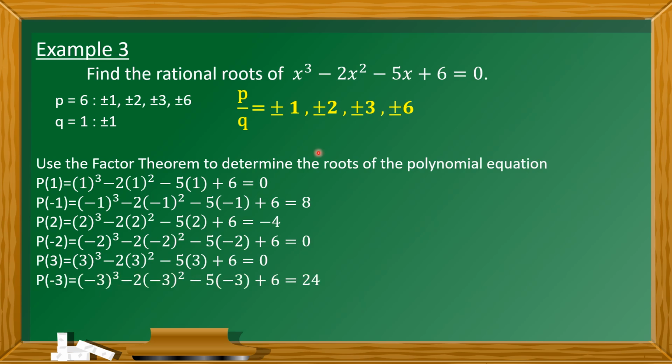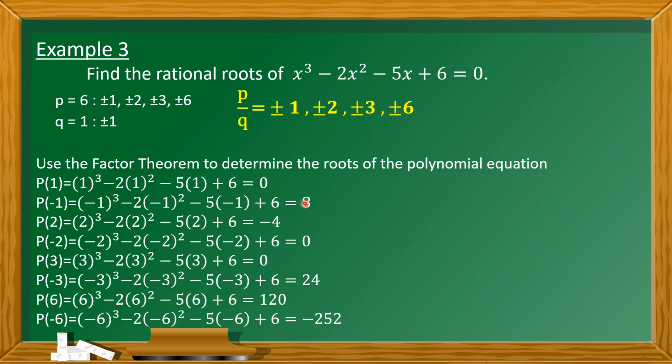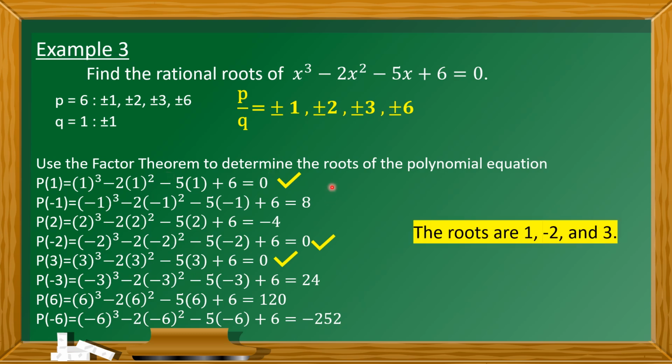Ganon din ang gagawin natin sa remaining possible rational roots. Pwede tayong gumamit ng calculator para mas mabilis nating ma-solve ang ating polynomial equation. Ang kukunin lang natin ay yung mga nag-equal to 0. Meron tayo ditong tatlo. Our roots are 1, negative 2, and positive 3.